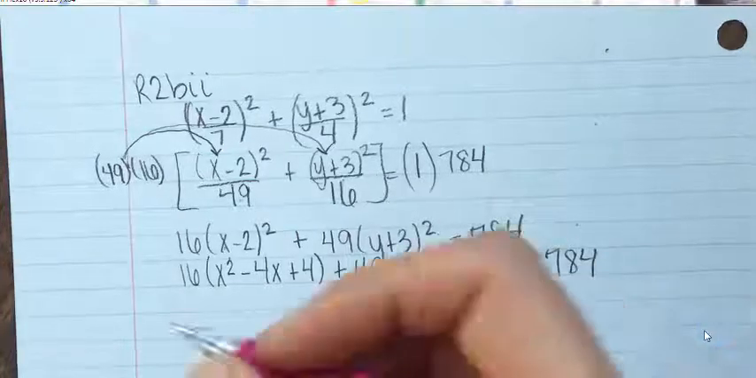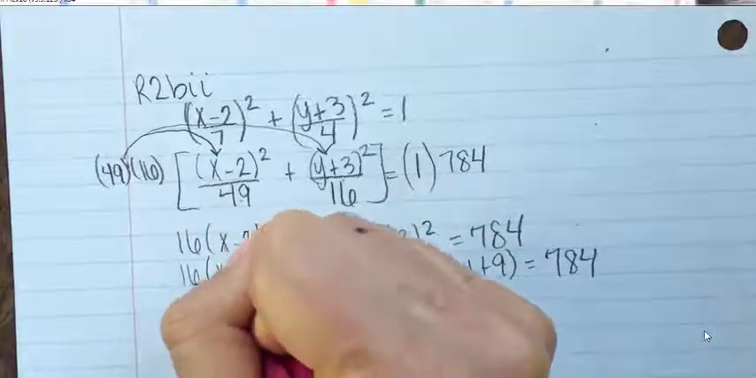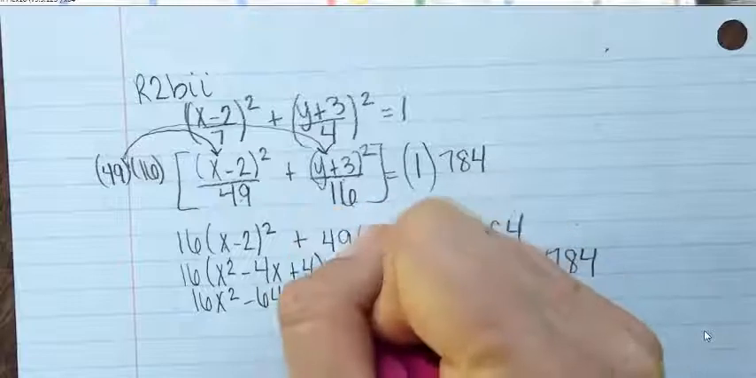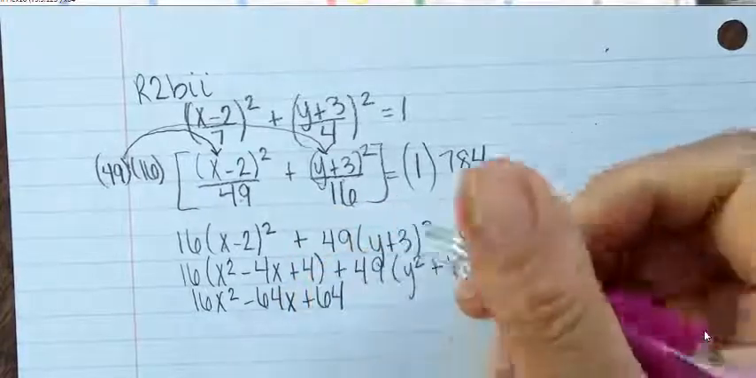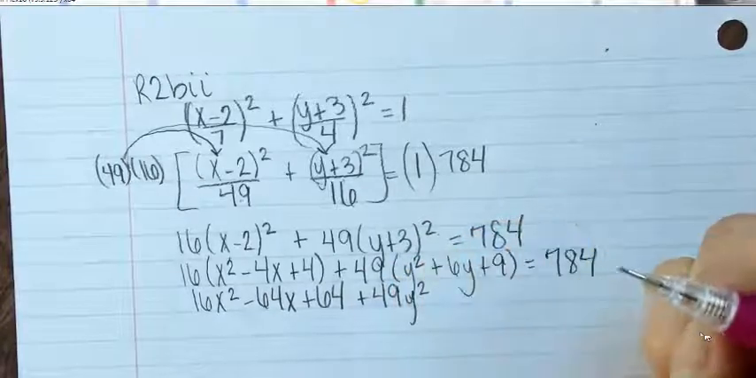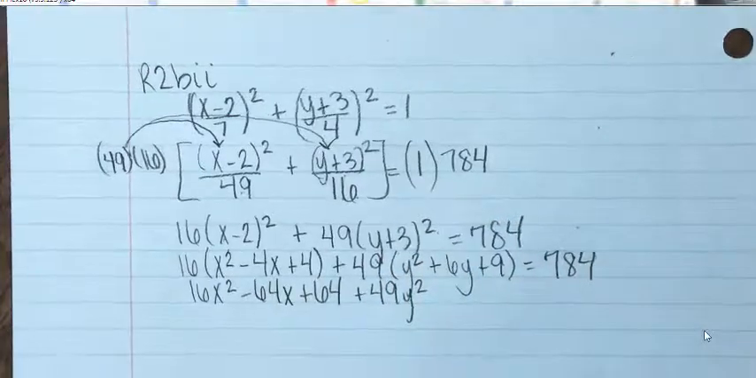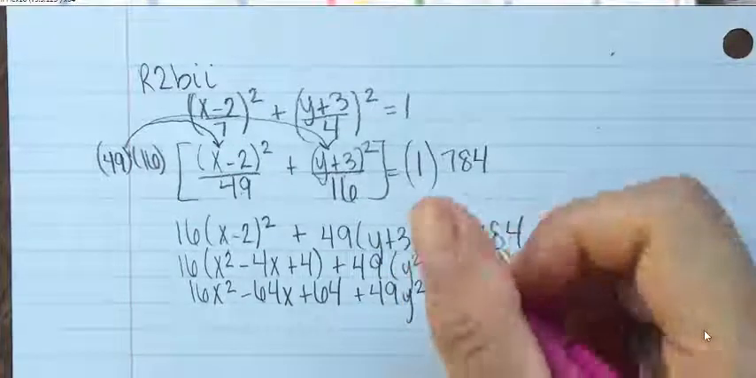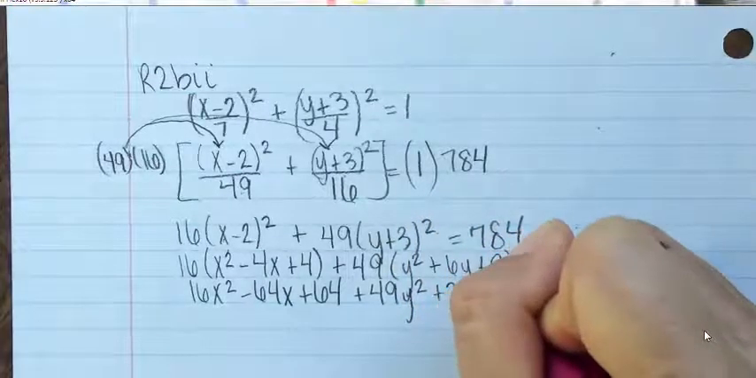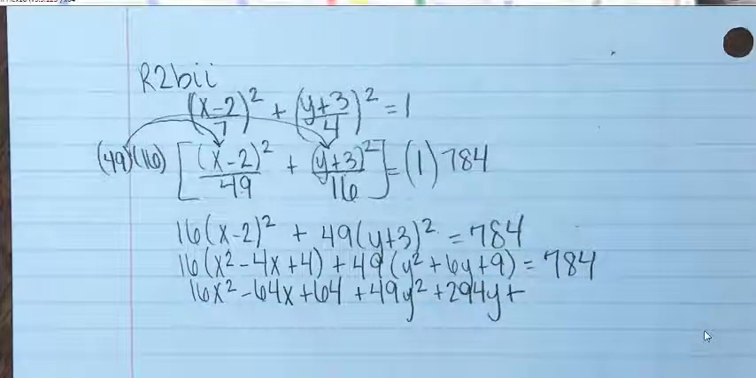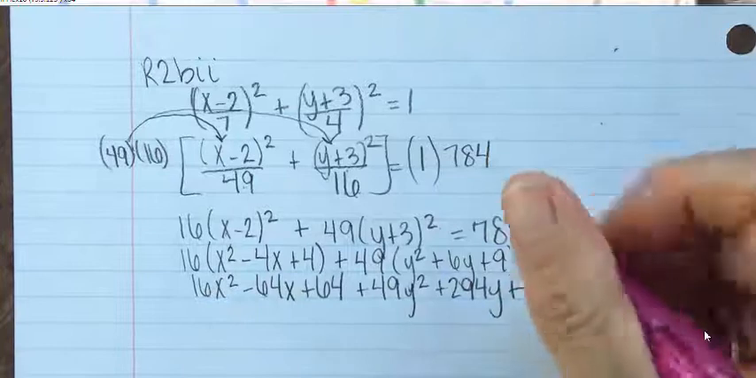Okay, so now I'm going to distribute, so I get a 16x squared, a negative 64x, a positive 64. I got a 49y squared. I don't know what 49 times 6 is. 294. And 49 times 9 is 441.